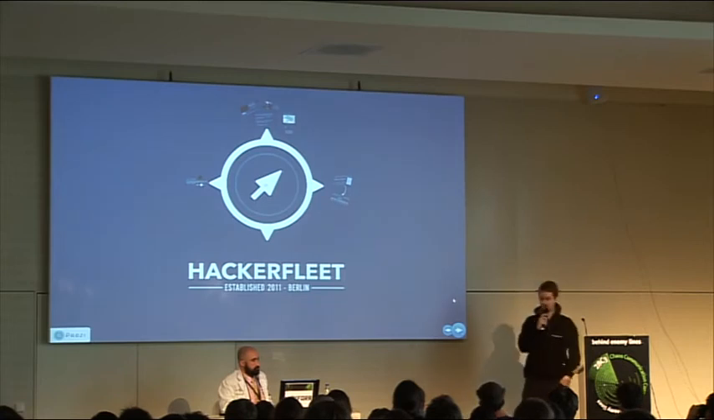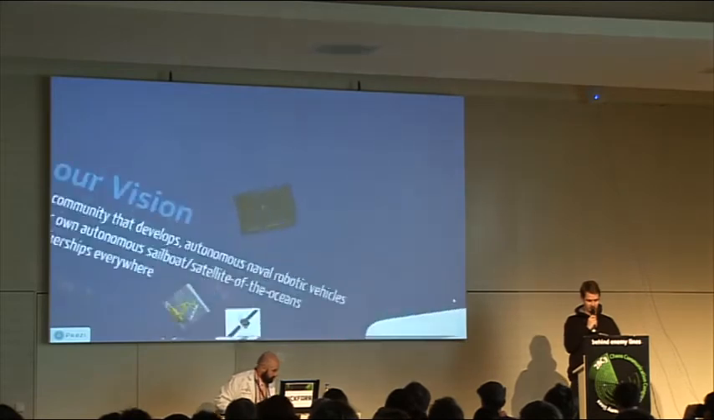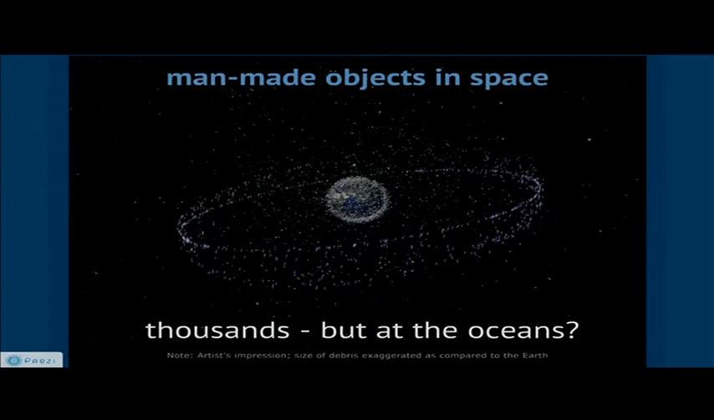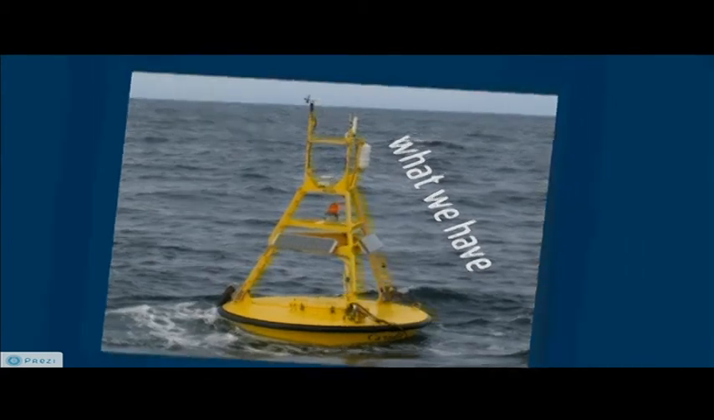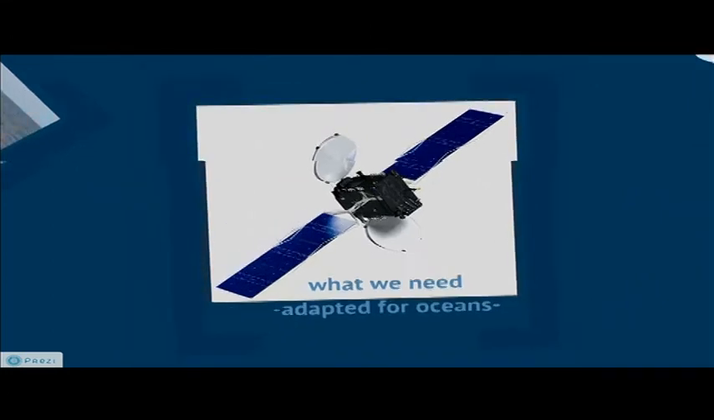Okay. So, mic check. Yes, great. So, my name is Ian from the Hacker Fleet, and we do open source development. In space, we have thousands of man-made objects measuring and observing and taking pictures and giving us information about our planet, but on the oceans we have nothing, it sucks. So what we need is something like that at the ocean, something that can do a lot more than just being at one position and measuring speed and some wind temperature.